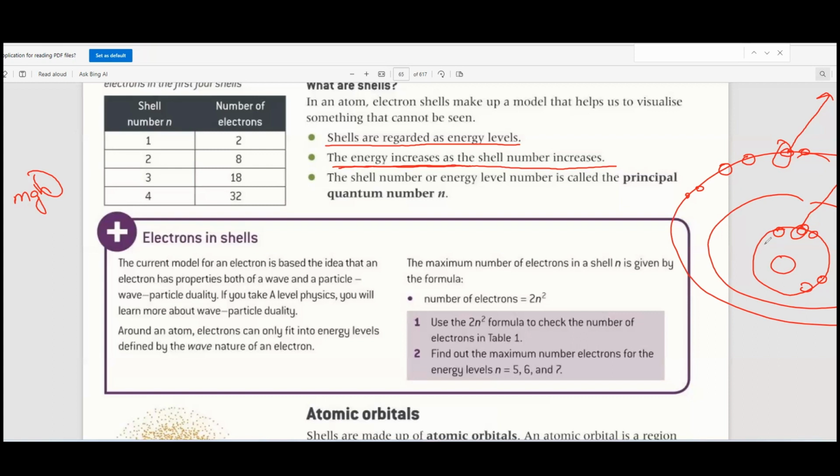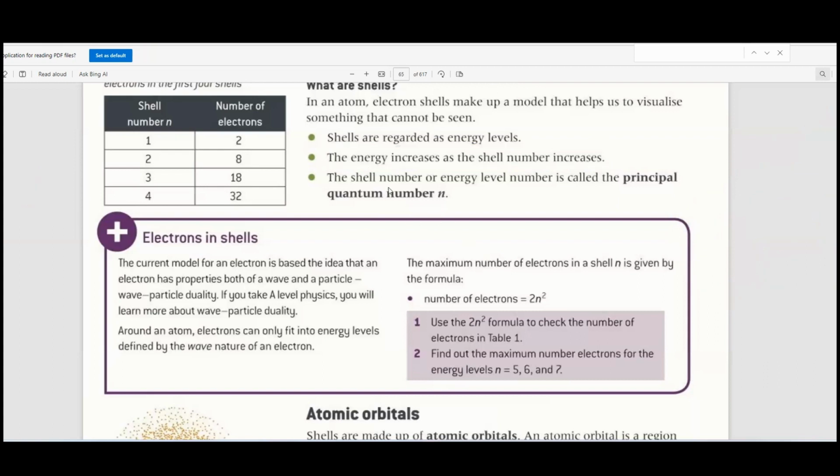The thing that is closer to the nucleus has less energy. That's why they are saying the energy increases as the shell number increases, because these ones already have a lot of energy. They just need slightly more to be able to leave. So that's why the energy levels increase as the shell number increases. Does that make sense?